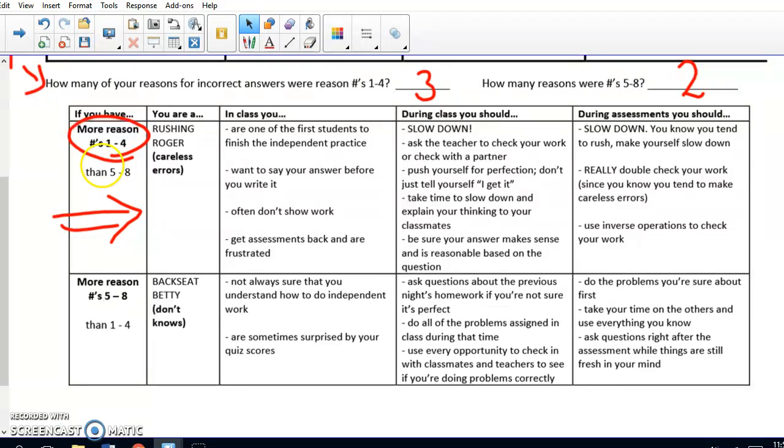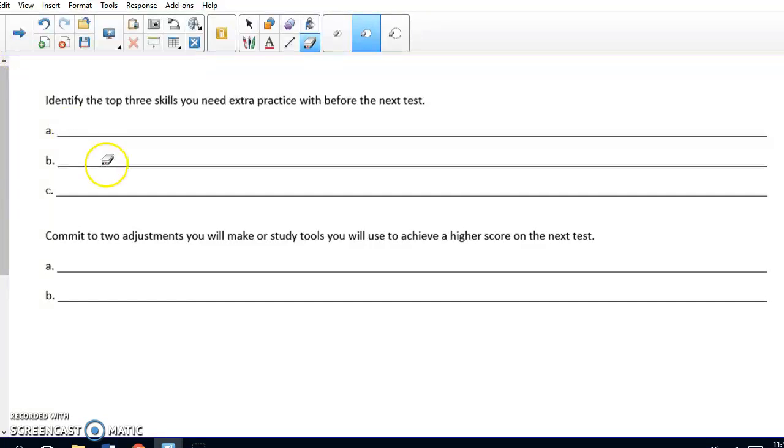Now, if my reasons were different, let's say that I only had one, and the other reasons were 5 through 8. Well, then that would make it this one right here. And so these would be the things that I need to work on because I've become a backseat Betty that don't knows. And so it's tips on things I can do. But I'm still not done because I have one more thing to fill out.